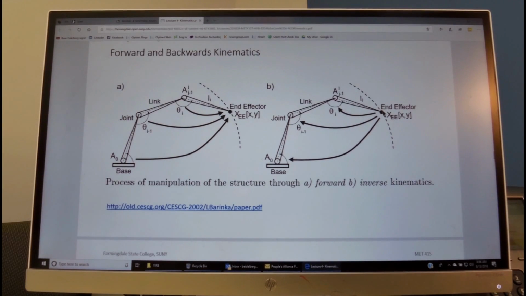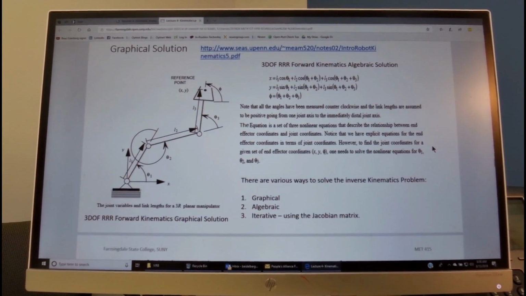Going backwards, knowing x, y, z, and finding theta 1, theta 2, theta 3 is called the inverse kinematics. This is the forward, this is the inverse. The forward kinematics is pretty straightforward, and the inverse kinematics is a more complex process to solve. We see, for example, over here an example of forward kinematics.